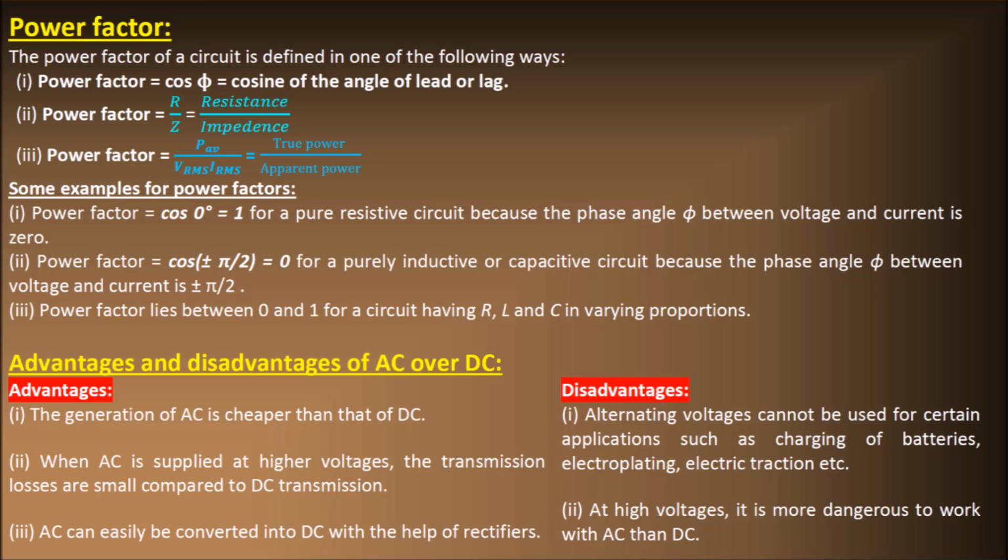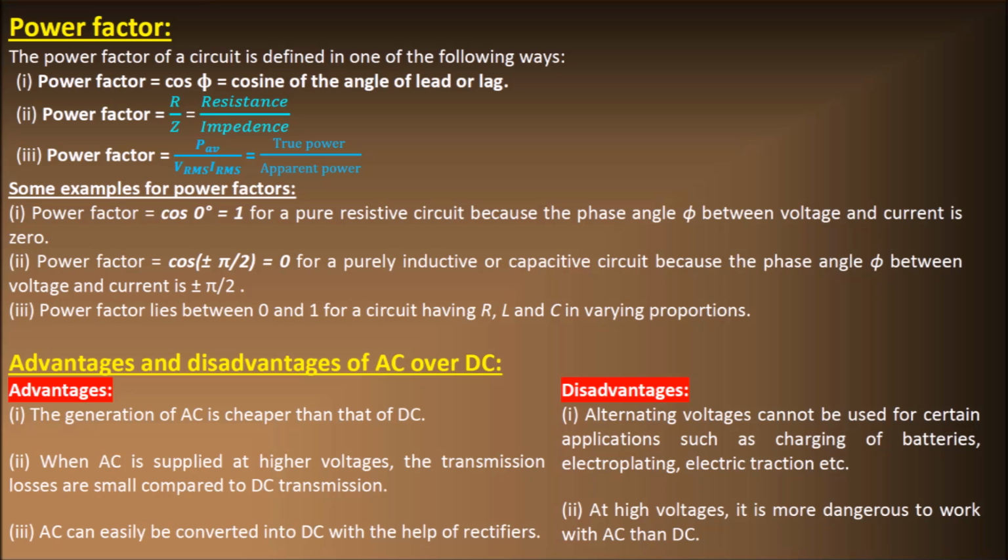Next, AC can easily be converted into DC with the help of rectifiers. So conversion of AC to DC is very simple with the help of rectifiers. We'll see the disadvantages now. Alternating voltages cannot be used for certain applications such as charging of batteries, electroplating and electric traction, etc. Certain instruments use a small battery and need to work on DC current only. So in that case, we have to convert AC to DC. We cannot directly use alternating current.